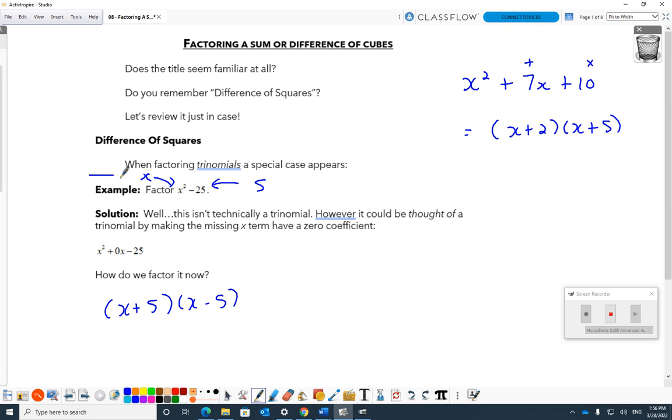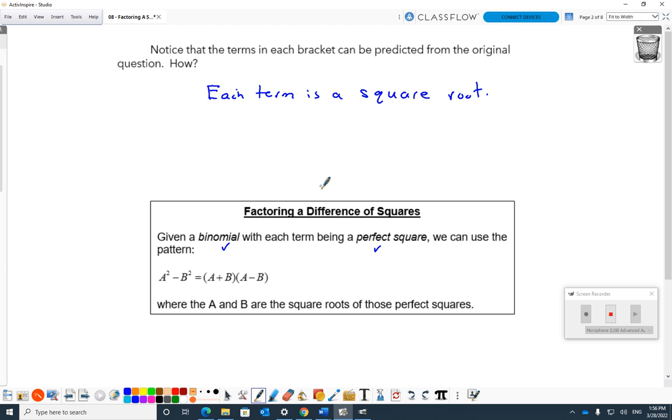This x I'm calling big A, and this 5 I'm calling big B. And so when I went to do the brackets, I went A plus B and A minus B. Don't get distracted by the A and B. The A and B is just trying to tell you whatever's here and whatever's there. They're just telling you what things to look for, where A and B are the square roots of those perfect squares. They got to be squares for this to work.